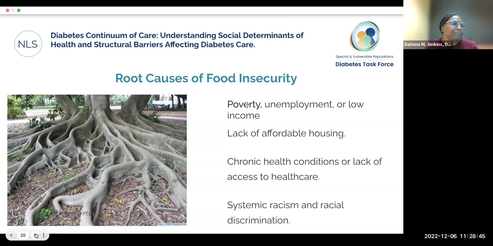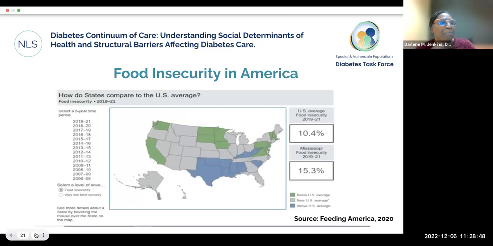Next slide, please. So this is a map that kind of shows the food insecurity in America. These are the states, and the states that are blue have a higher rate of insecurity than the nation. The nation, about 10.4% is the average of people in the nation that are food insecure. Mississippi has the highest rate of individuals who are food insecure at 15.3%.